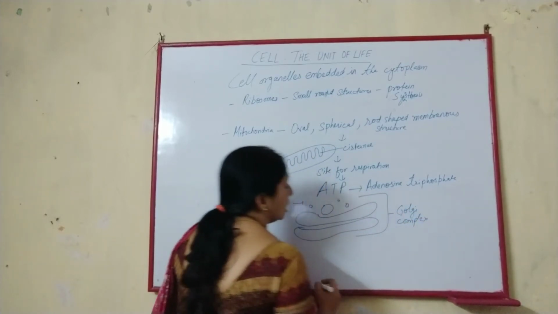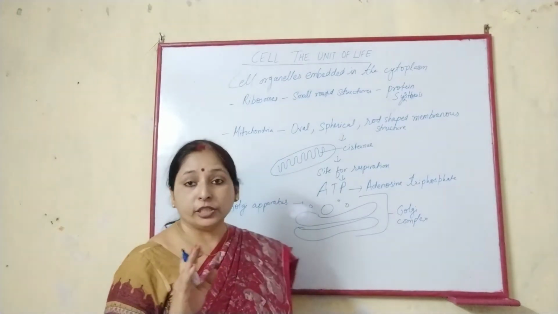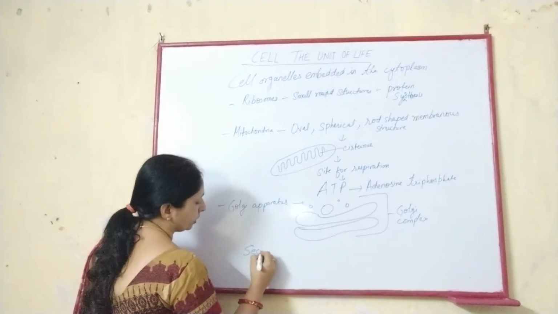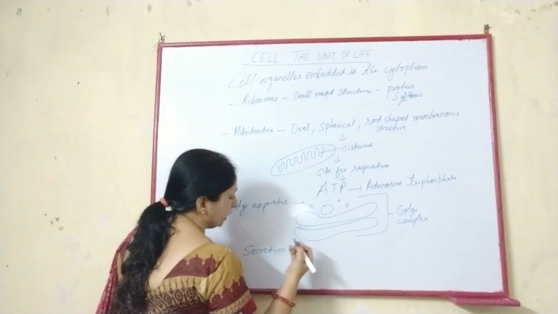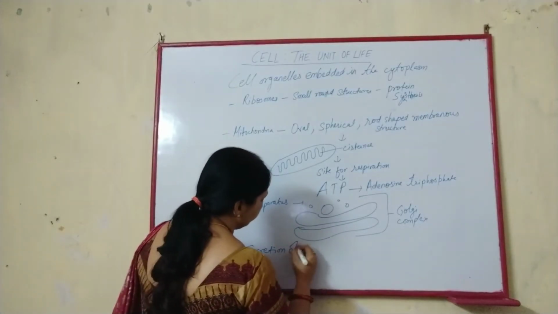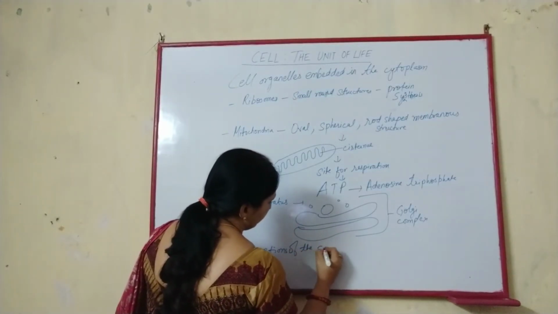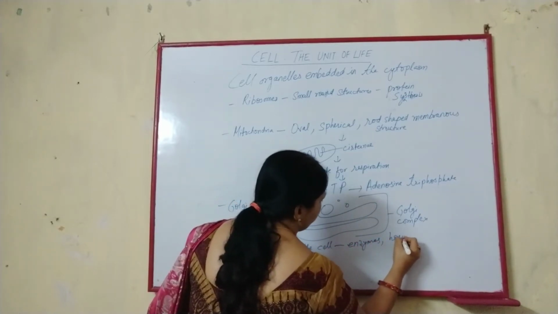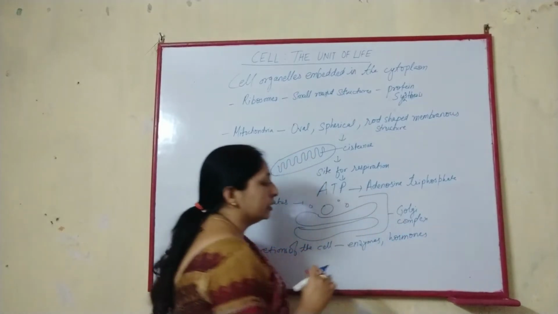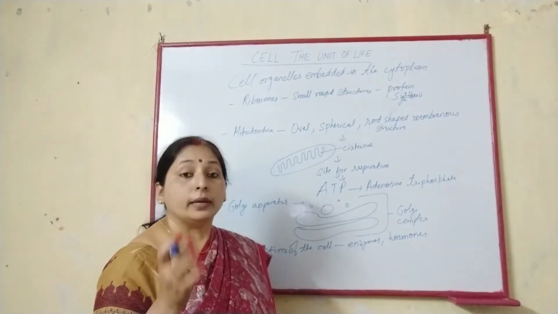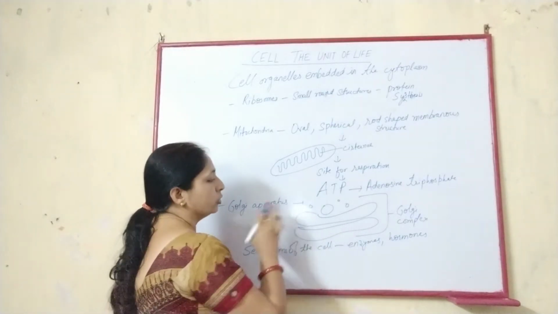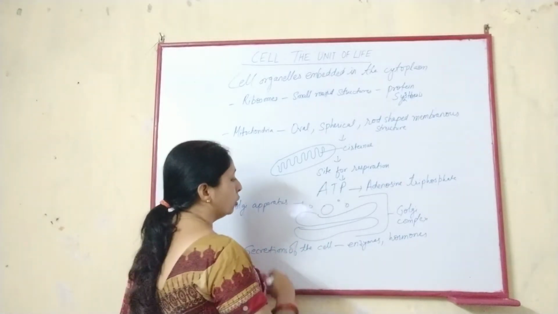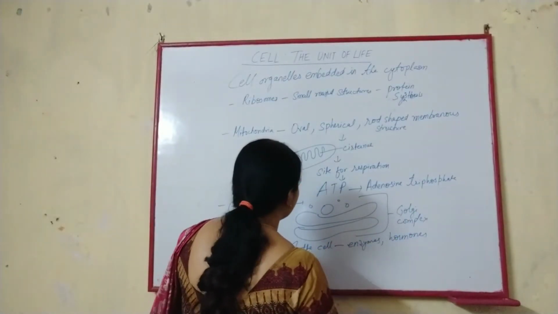Golgi complex is the packaging unit of the cell. All the secretion processes, secretions within the cell or secretions of the cell, whether it is enzymes or hormones, are transported and packaged by the Golgi complex. So this is the packaging unit.